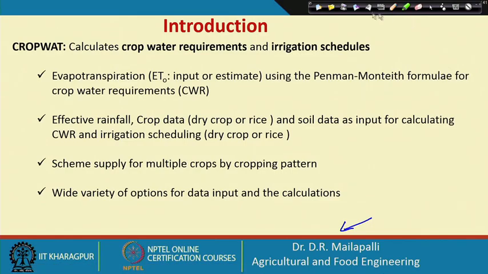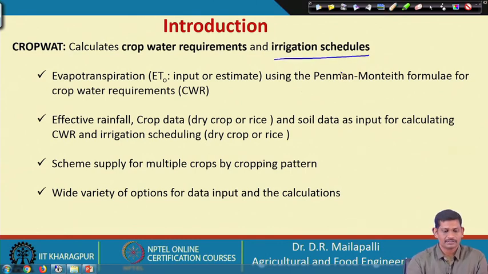So, Cropwat basically calculates the crop water requirement and irrigation schedules. These are the two functions of Cropwat. Basically it has different modules. There are some input modules and then calculation modules, in which the outputs are also displayed. Basically there are 5 input modules and 3 calculation modules.